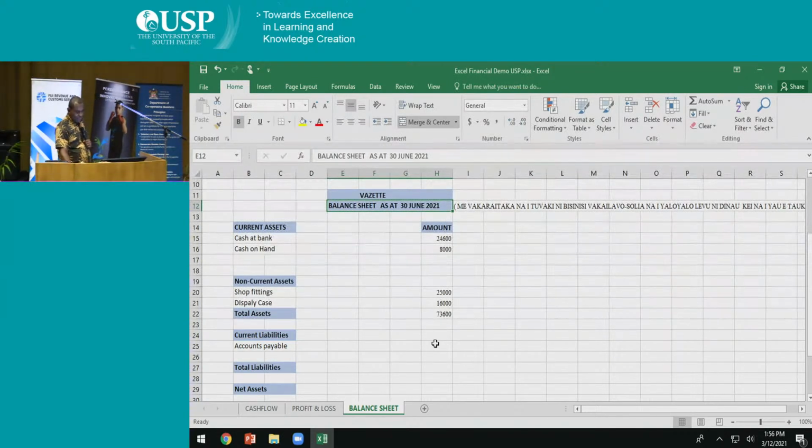Let's move on. What is the meaning of liabilities?